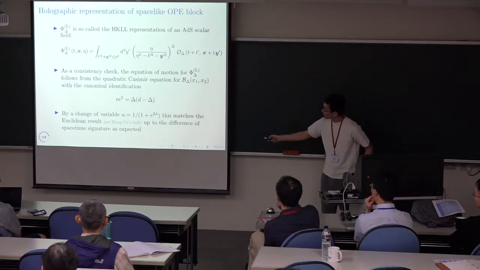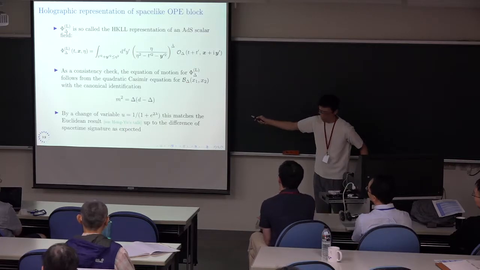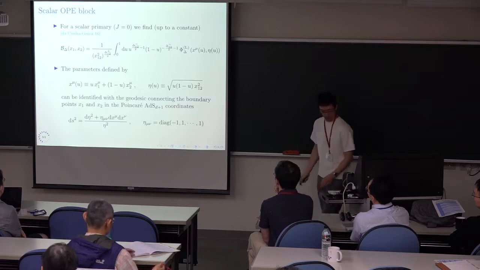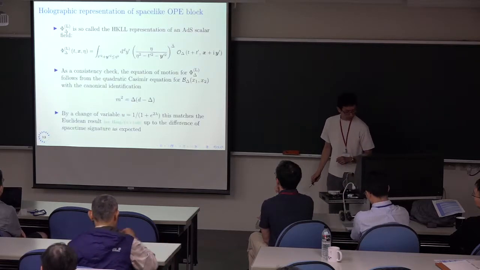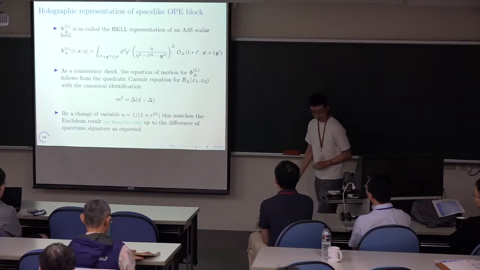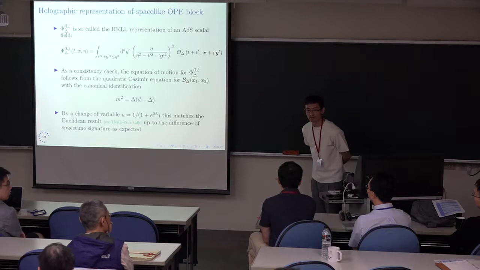Okay, and also after changing the variable from lambda, this representation matches a Euclidean result in useful form, up to the difference of the signature. Therefore, these results are general, not necessarily related to gravity. Yeah, this is general.